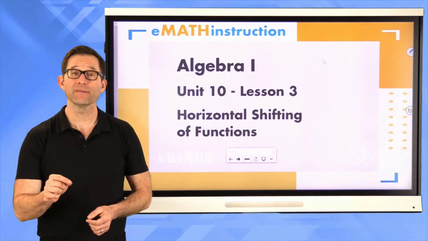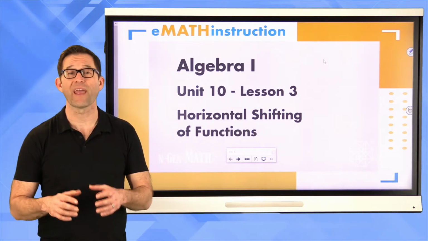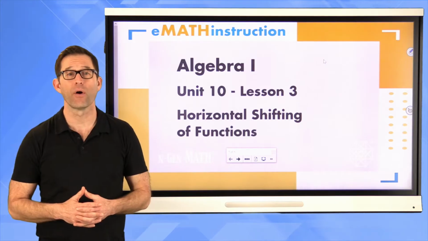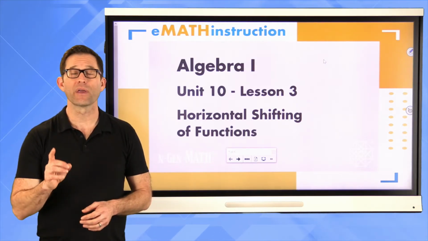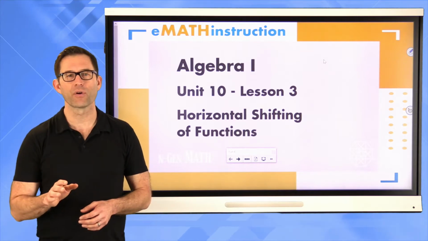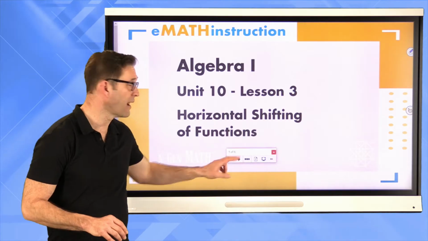Now in the last lesson, we did vertical shifting of functions, which we achieved by simply adding or subtracting a positive constant from the overall function. Today we're going to be looking at horizontal shifting, which works a little bit differently than vertical shifting, but there are some similarities. So let's jump right in and see how this works.